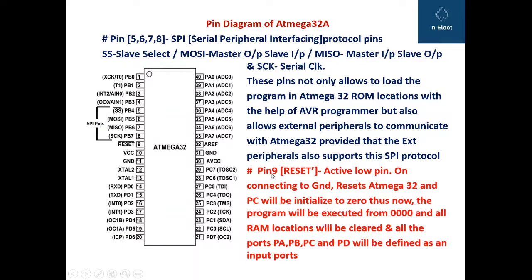Pin number 9 is a reset bar pin. It's an active low pin, and on connecting it to ground, it resets ATmega32 and the PC, that is program counter, will be initialized to 0. Thus, the program will be executed from 0000 and all RAM locations will be cleared. And all the ports PA, PB, PC and PD will be defined as input ports.